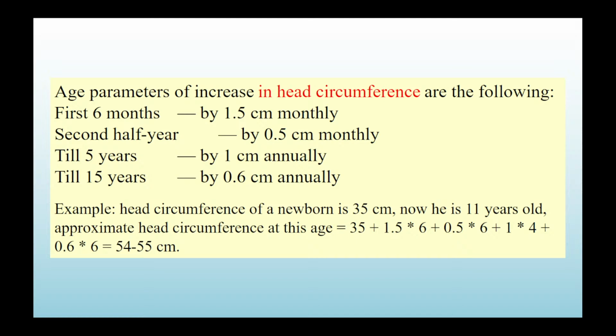You can see an example of how to calculate head circumference for a child of 11 years old. We use head circumference at birth, plus the increase during the first 6 months, plus the second 6 months, plus up to 4 years, and after 4 years up to 11 years. As a result, it may be nearly 54-55 centimeters.